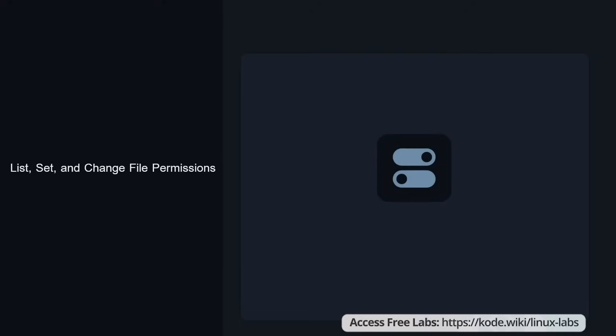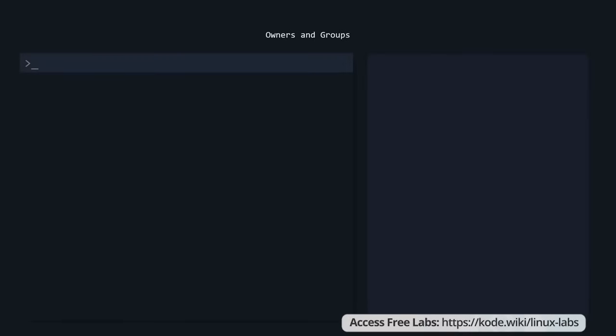We'll now discuss how to list, set, and change standard file permissions in Linux. To understand how file and directory permissions work on Linux, we must first look at file and directory owners. If we type ls -l, we'll see something like this. Any file or directory is owned by a user. In this case, we see that the file family_dog.jpg is owned by the user called Aaron.